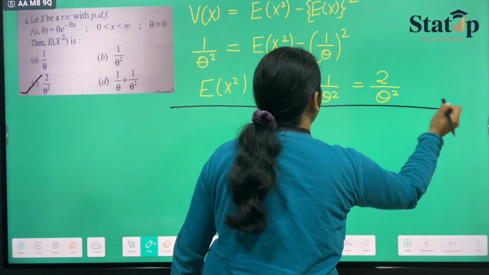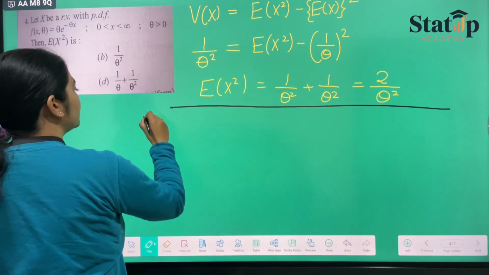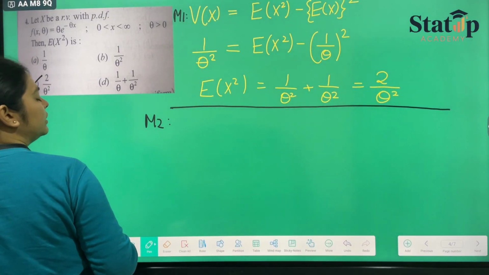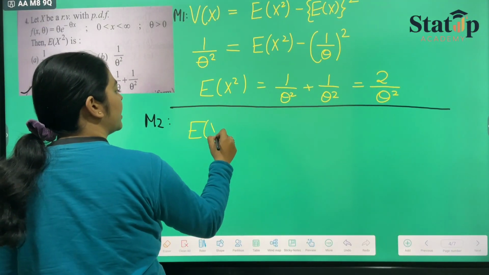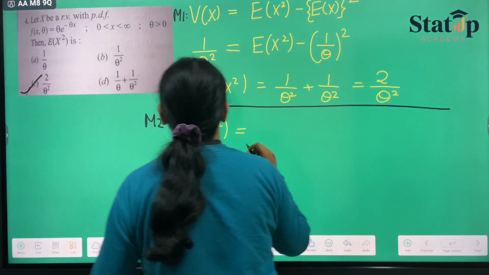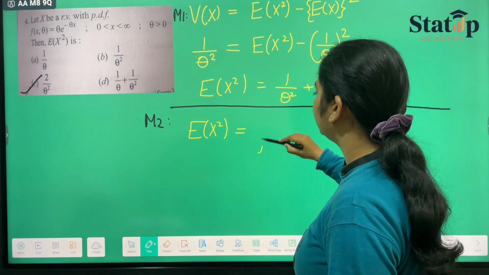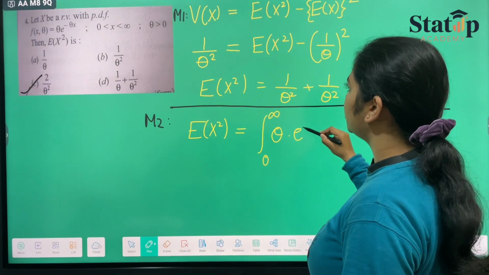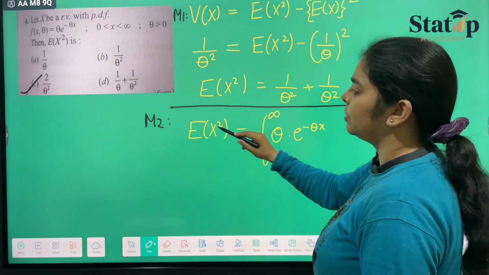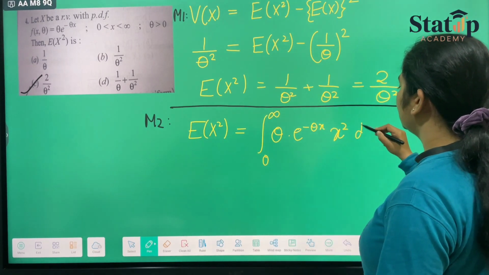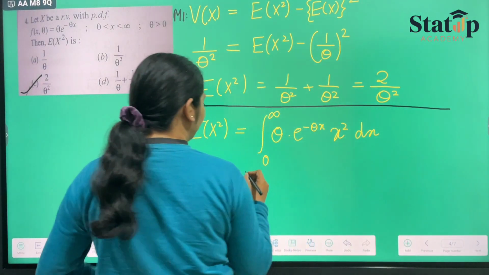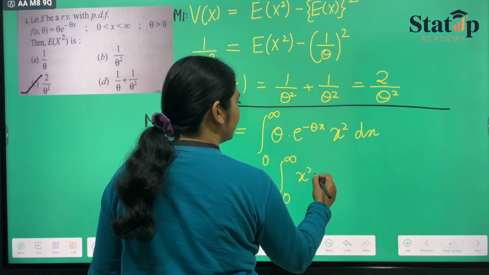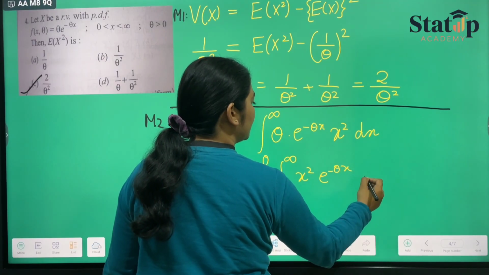This is one kind, method 1. Another method that we can use to calculate this is expectation of x square. If we solve it by expectation formula, then you know that x lies between 0 and infinity. So we'll put 0 and infinity f(x). f(x) is theta into e raised to the power minus theta x into the expectation we are calculating for, x square. So x square dx. Now here theta will come outside. It acts as a constant: 0 to infinity x square e raised to the power minus theta x dx.